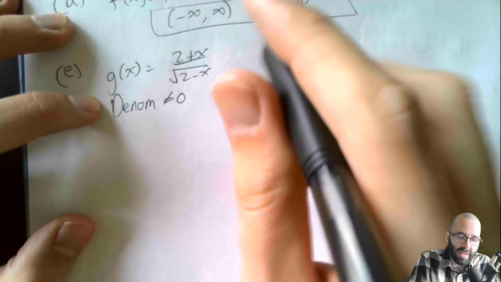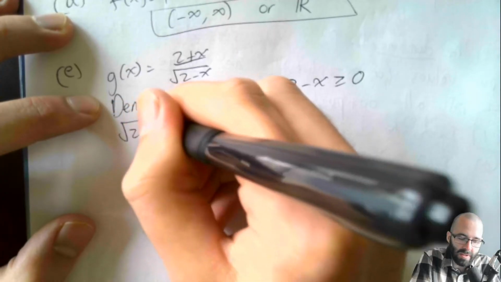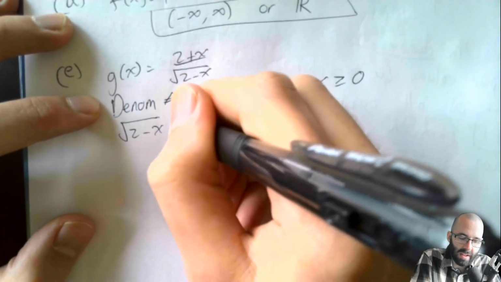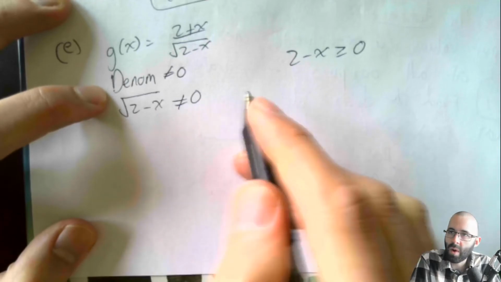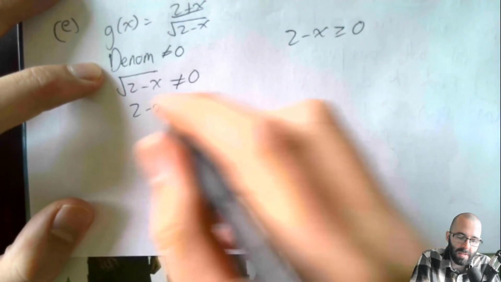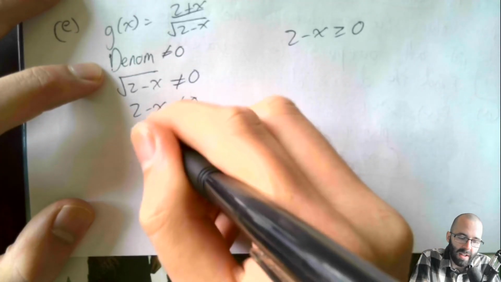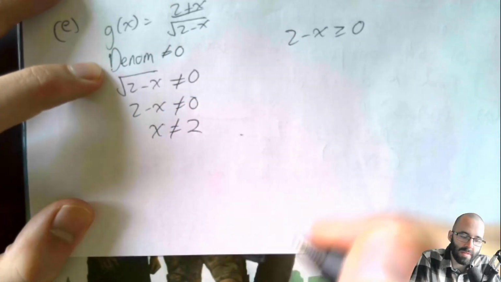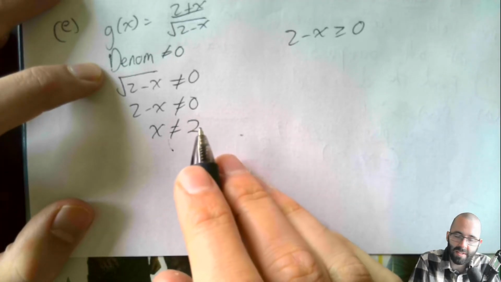So the denominator can't be equal to 0. So the square root of 2 minus x cannot be 0. You can square both sides. This is when 2 minus x is not equal to 0. Add x to both sides. That's when x is not equal to 2. So x can't be 2.